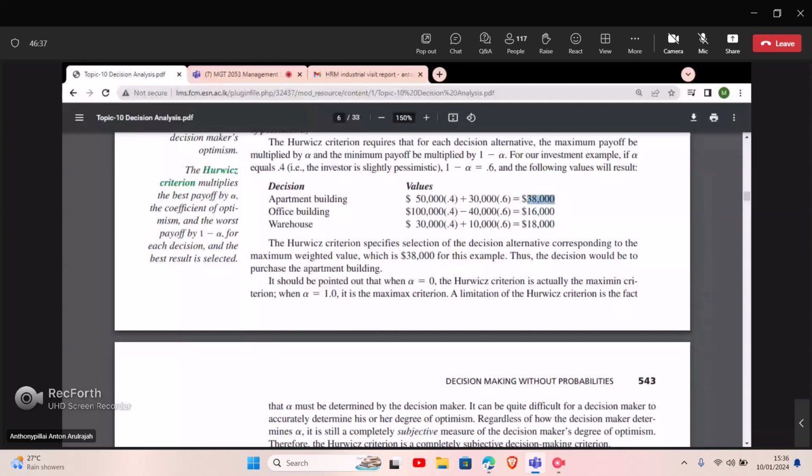Now, after that, we have to add both. That's how they after adding both, then which is giving the highest. Here 38, 16, 18. So 38 is the highest, that means the first alternative is selected. Okay. So you understand, you can do the calculation over and over.